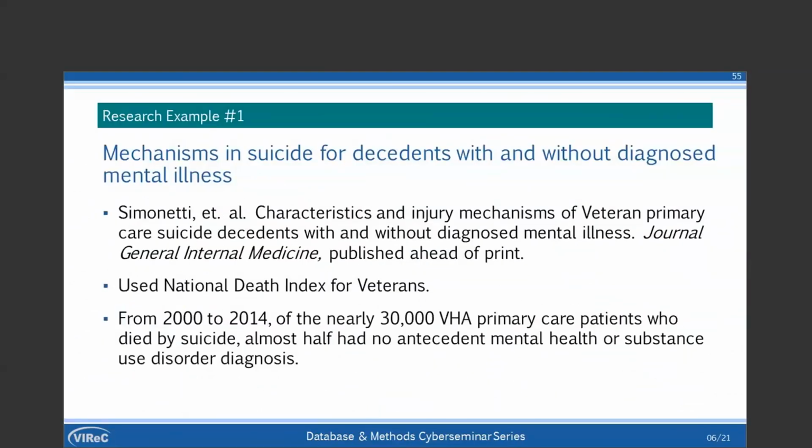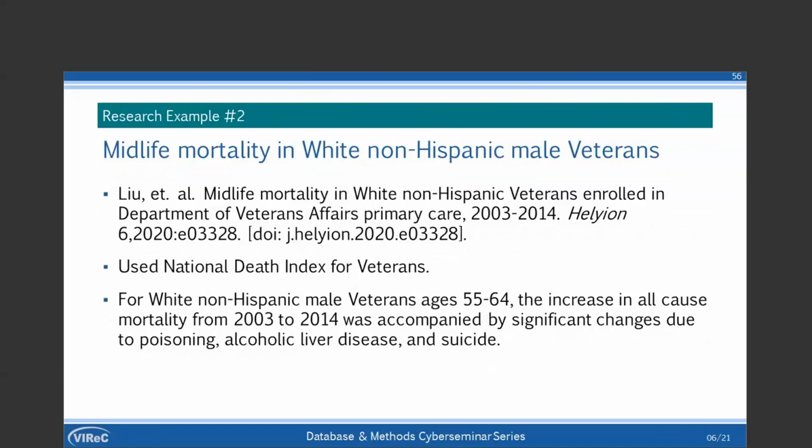A couple more recent examples of studies that we've done. Joe Simonetti used the National Death Index for Veterans to look at characteristics and injury mechanisms for veteran primary care suicide decedents with and without a diagnosed mental illness. An interesting finding was that of those who died by suicide, primary care patients, about half had no antecedent mental health or substance use disorder diagnosis. And a second paper more or less verified the finding, which is pretty well known, that white non-Hispanic males, middle-aged males, are at increased risk of death due to poisoning, alcoholic liver disease, and suicide. We found this to be the case in the veteran population as well.